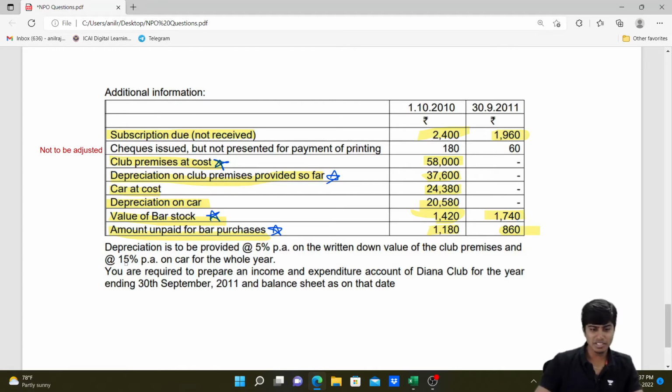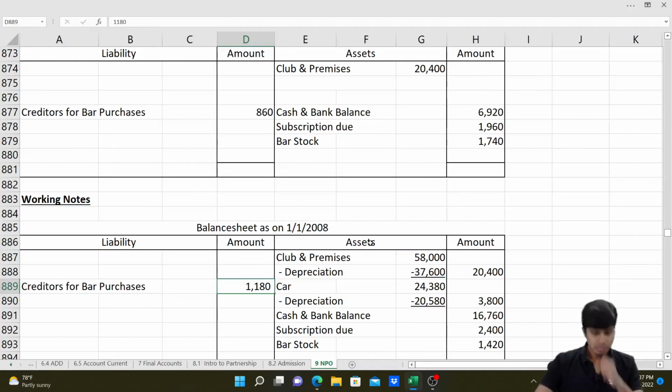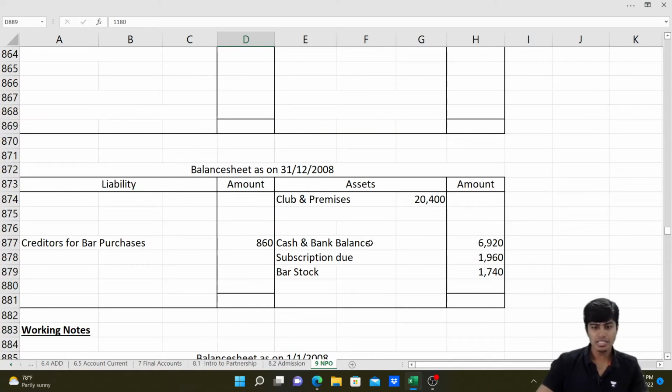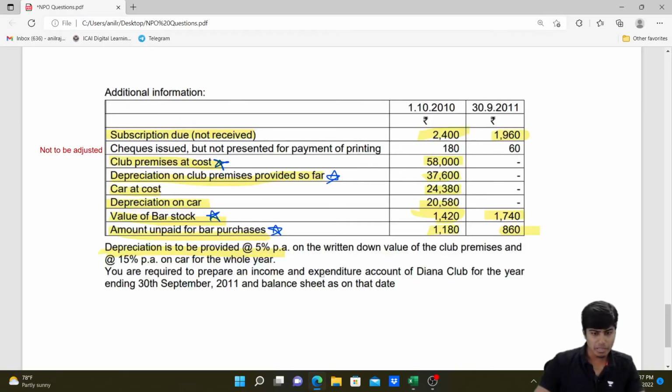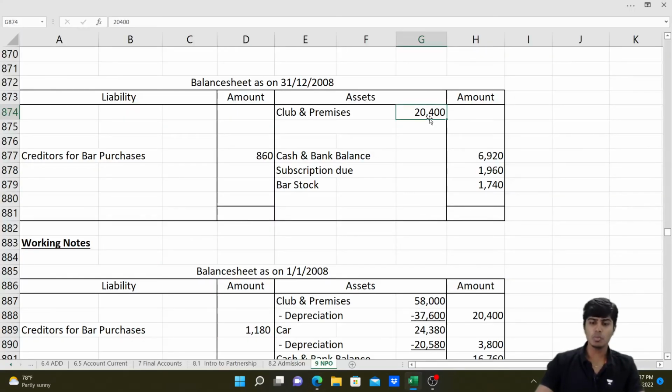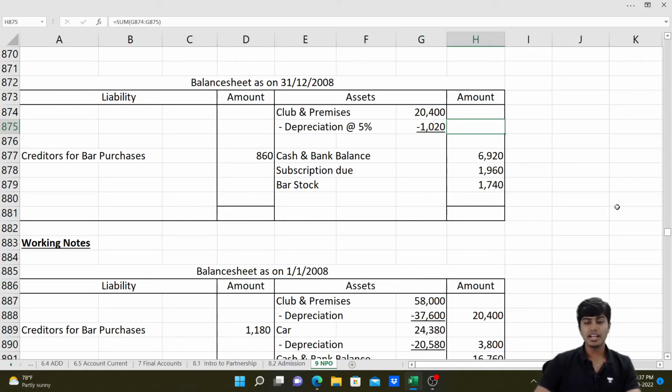Let's quickly finish it. Another 2 minutes. Depreciation is to be provided at 5% on club premises. We will provide depreciation at 5% WDV. So current year my opening balance is 2400. I'll write less depreciation 5%, which is 1020. After deducting which my club premises value will come to 19,380.